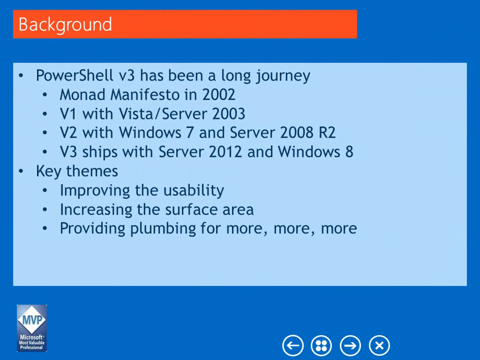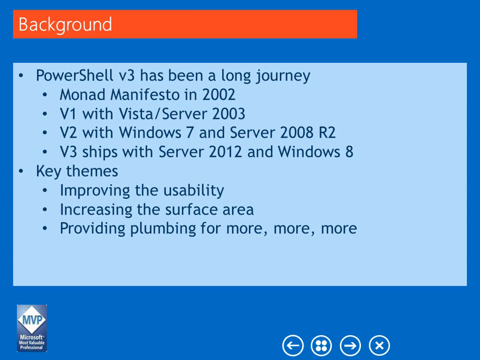So, some background. PowerShell version 3, getting to where we are today, has been a long journey. We first saw the Monad Manifesto in 2002, published by Jeffrey Snover, which set out a roadmap and a vision for what PowerShell was to become. Version 1 of PowerShell shipped with Vista and Server 2003. A great start. Version 2, an even better version of PowerShell, shipped with Windows 7 and Server 2008 R2, and now version 3 ships with Server 2012 and Windows 8, and will be made available for down-level machines, including Windows 7 and Server 2008 R2, in due course.